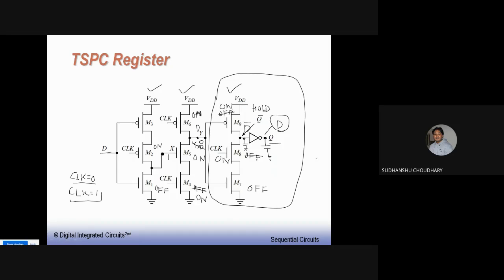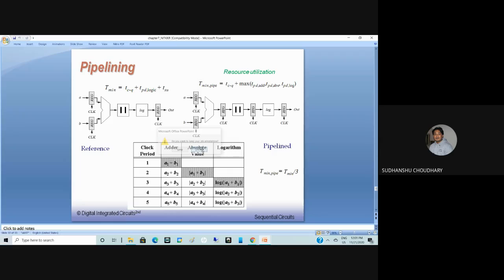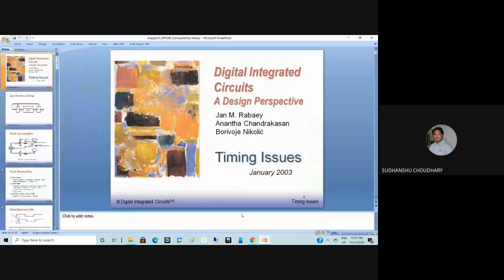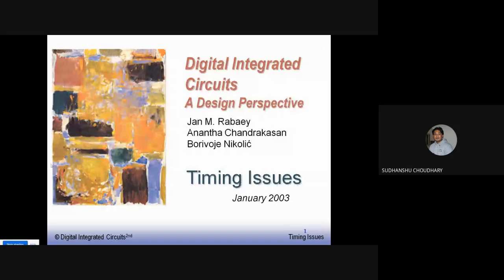So this was all about the sequential part. Combinational we had discussed, so the sequential part is also almost complete. I'm done with this portion of the syllabus. Now let us come to the other portion of the syllabus, which is very important and is called timing issues. I hope my screen is visible to you. The slides are visible.